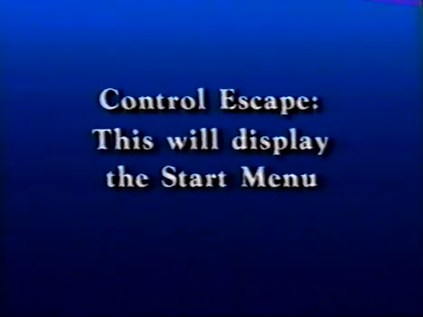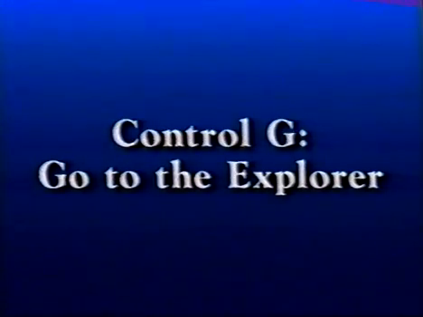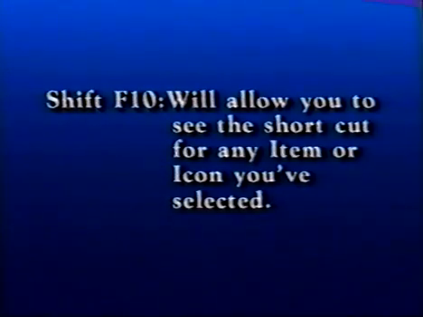Control Escape. This will display the Start menu. Control A. This key command will allow you to select all in Explorer or My Computer. Control G. Go to the Explorer. Shift and right-click on an icon, then select Delete. This will allow you to delete a file directly without wasting time using the recycle bin. Shift F10 will allow you to see the shortcut for any item or icon you've selected.